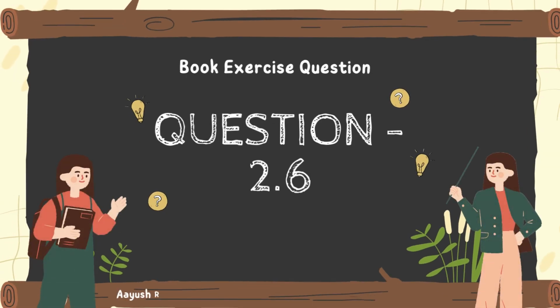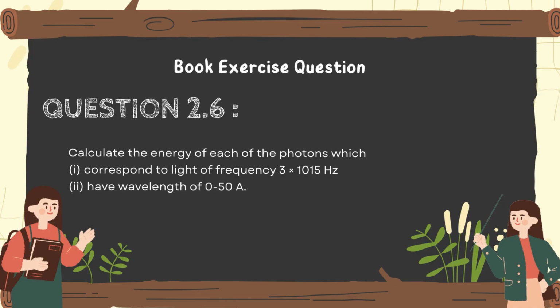Today, we're diving into a detailed problem from Class 11 Chemistry, Question 2.5. We'll calculate the energy of each of the photons which (i) correspond to light of frequency 3 × 10^15 Hz and (ii) have wavelength of 0.50 Å. Here's the question we'll be solving.